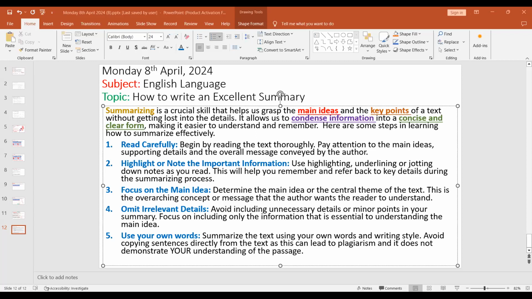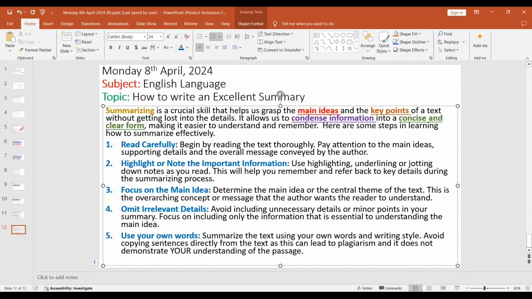Thank you. Read the other one, Malik, since you're reading. Omit irrelevant details. Number 4 on how to write an excellent summary: omit irrelevant details. Avoid including unnecessary details or minor points in your summary. Focus on including only the information that is essential to understanding the main idea. Don't focus on the minor things, focus on the main ones. Very good, that is what we're trying to convey here.